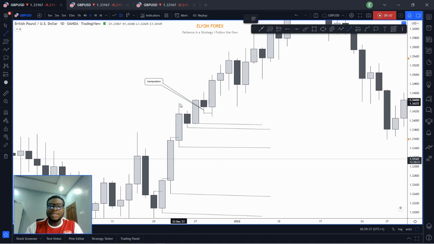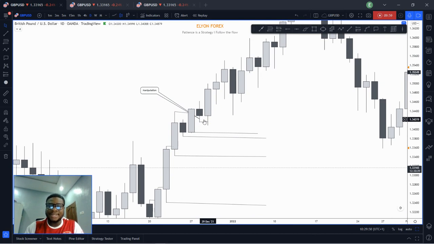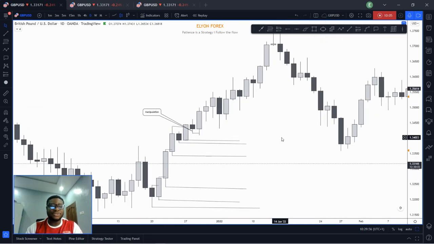Here the next daily candle failed to close above, but we are still in a bullish order flow because the lows are still being untouched. That's what I'm trying to explain. We can see here that the low was untouched, but it was touched as a manipulation. So we are still in a bullish order flow. The trend has not changed.